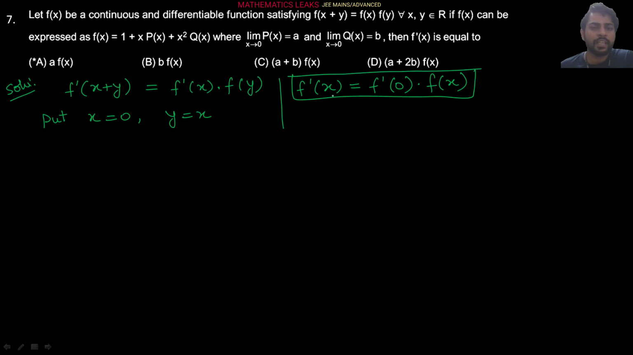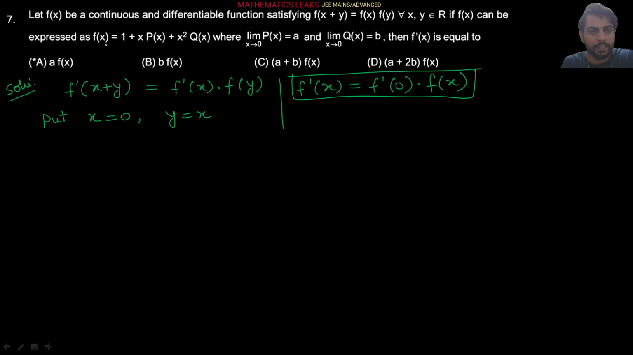from here we can observe they are asking f'(x) equals, so f'(x) is this one, and that is equal to f'(0) · f(x). So f(x) is nothing but this one only, correct now? f(x) can be expressed like this. And what about f'(0)? So let's see here.